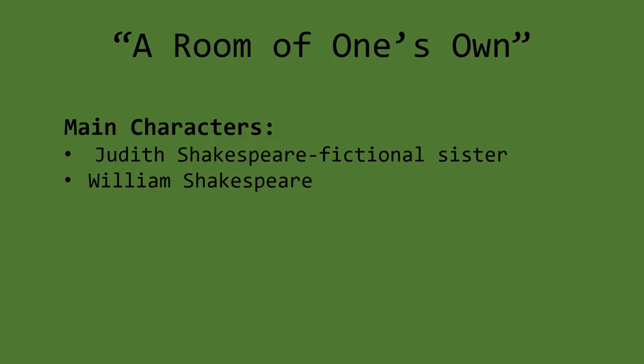In this text, the main characters are Judith Shakespeare, which is the fictional character that was created and is the sister of William Shakespeare. William was not actually in the story, but his name along with other authors' names were in the story.